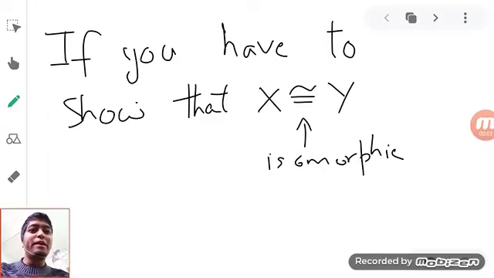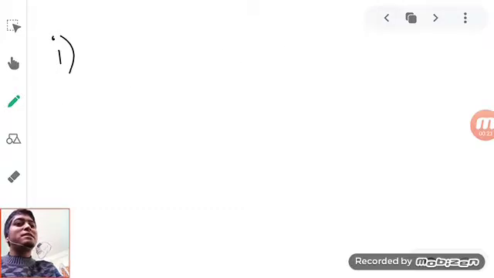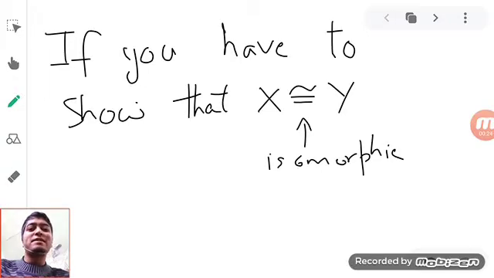Hello. So today we will learn a very important concept that is about isomorphisms. Let us just recall what we did in the previous days. If you have to show that x is isomorphic to y, what do we have to do? The first thing, you will see that this process of showing that x is isomorphic to y, or in fact any two groups are isomorphic to each other, involves four steps.